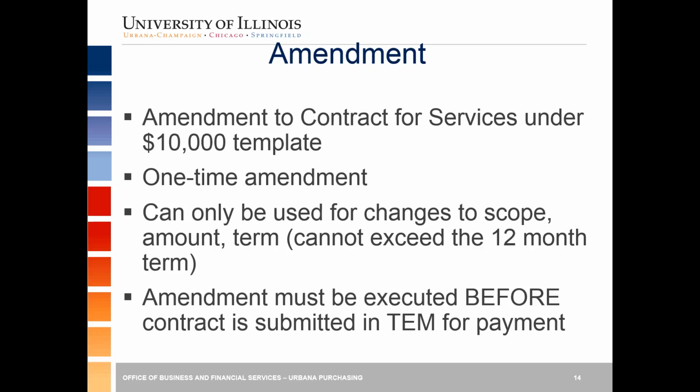Amendment. With the new CFS under 10,000 template, units are authorized to make 1 amendment by using a new amendment to contract for services under 10,000 template in 3 specific situations that are outlined in the template instructions. 1, to modify the scope of work. 2, to increase or decrease the cost as long as the total cost remains under 10,000 for the life of the contract. Or 3, to extend the term of the contract as long as the total term of the amended contract does not exceed 12 months.